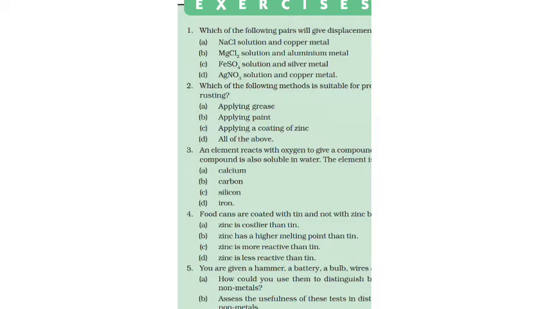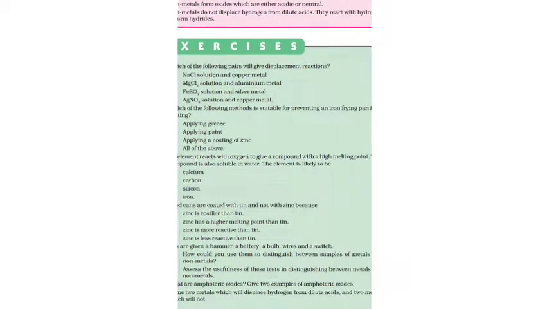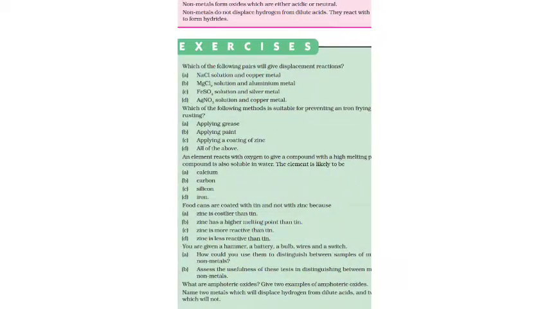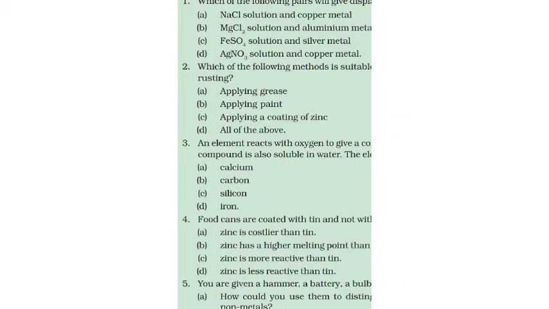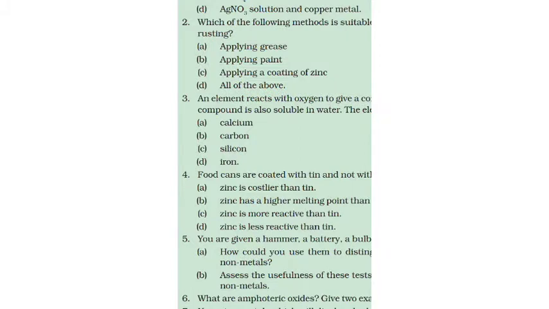An element reacts with oxygen to give a compound with a high melting point. The compound is also soluble in water. The element is likely to be, the correct answer is A, calcium. Calcium forms calcium oxide with oxygen. Calcium oxide is a high melting compound. It dissolves in water to give lime water.